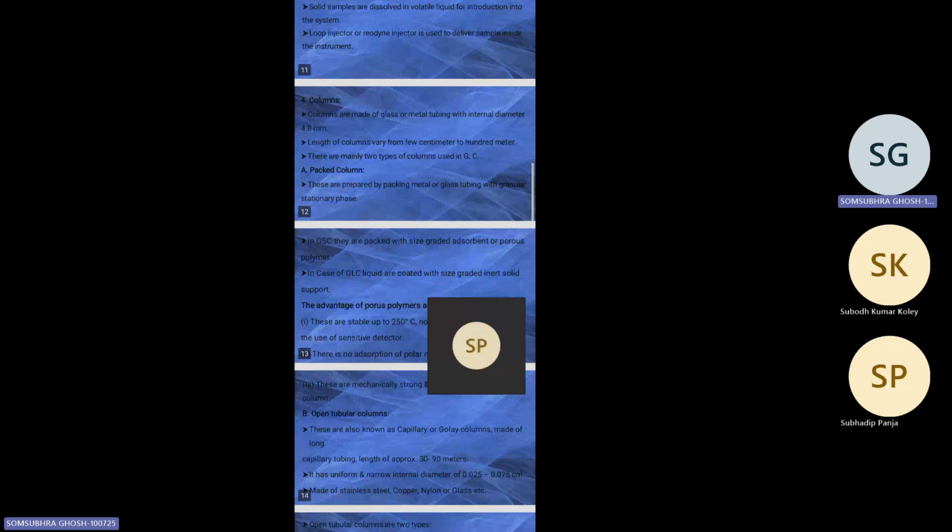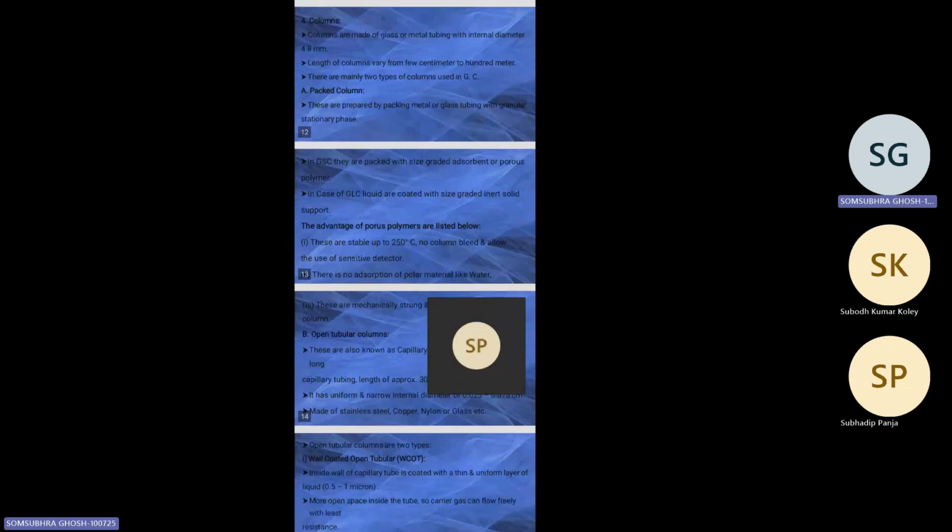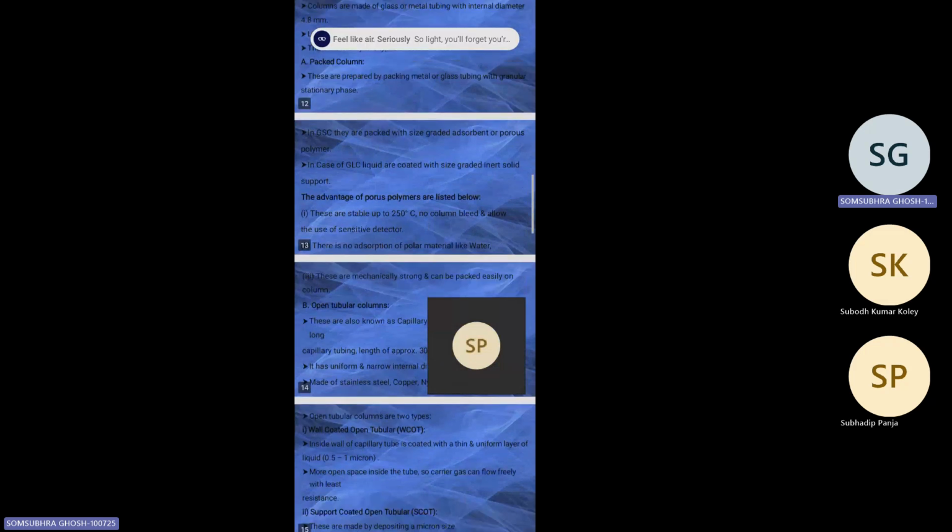Here mainly we are using two types of column, packed column and open tubular column. Packed column means that it is packed from the inside. The inside part of the column is packed by certain substances or certain materials. So the packed column is not so convenient nowadays because the carrier gas cannot flow properly. Actually, packed columns are used in case of gas solid chromatography. As I told you in the beginning, gas solid chromatography is obsolete nowadays. So that's why packed columns are also not so used.